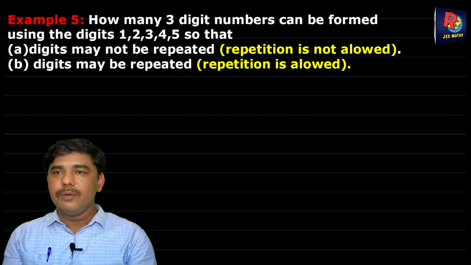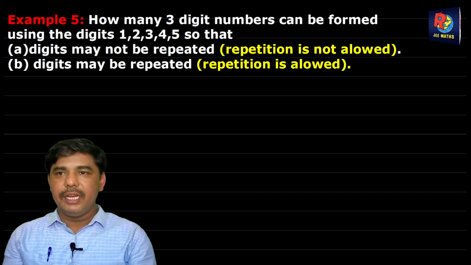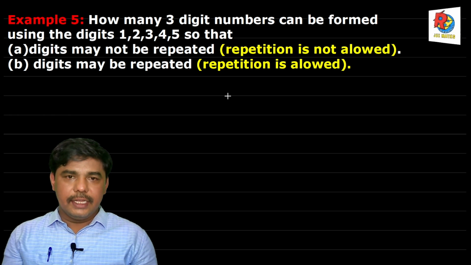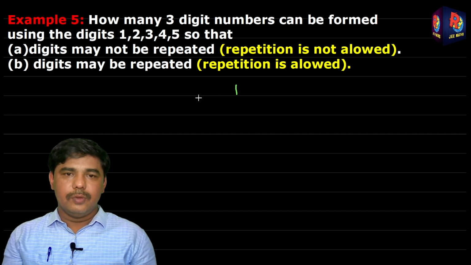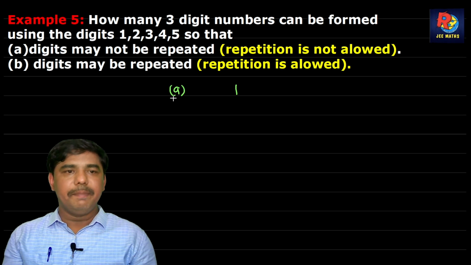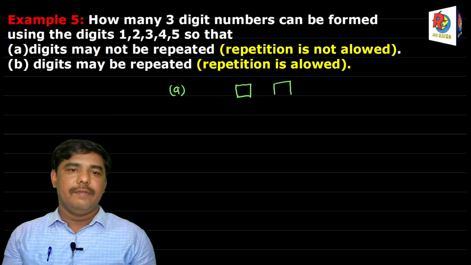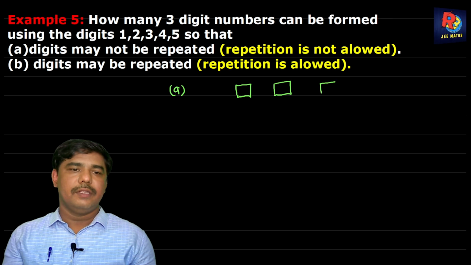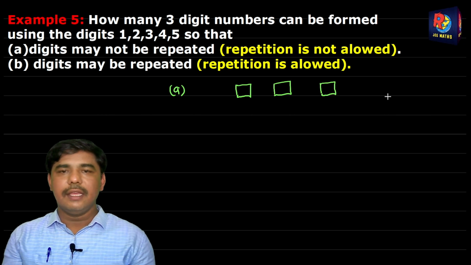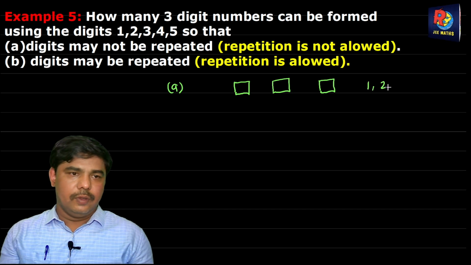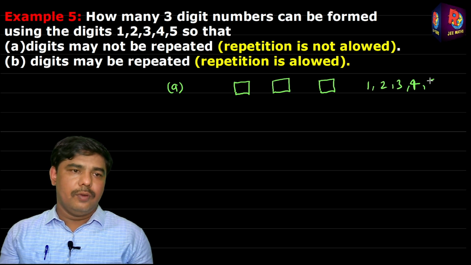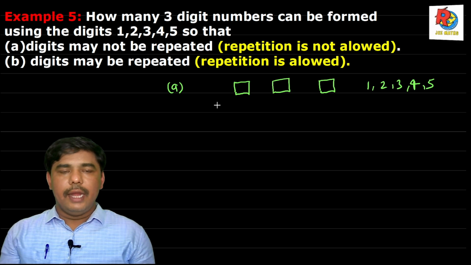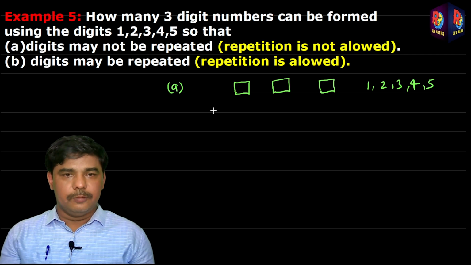How many digits do we need to form? We need to form a 3-digit number only. So first, I will take the case when repetition is not allowed. Here, how many digits are there? 1, 2, 3, 4, 5. 5 digits are there, and the repetition is not allowed.